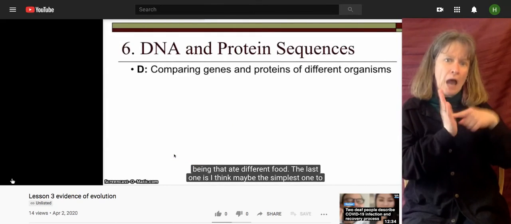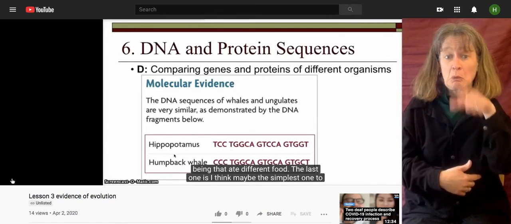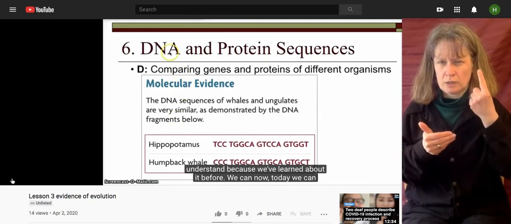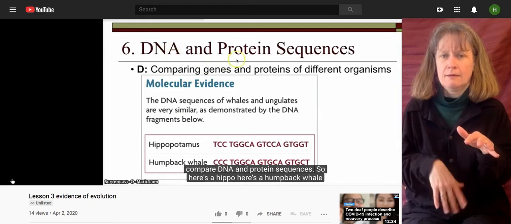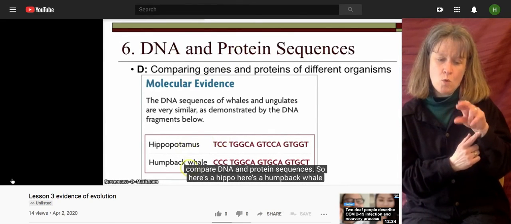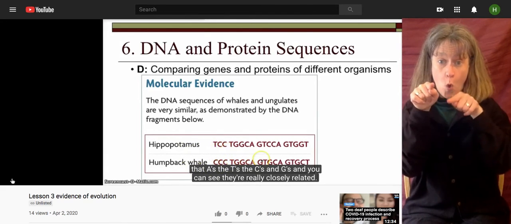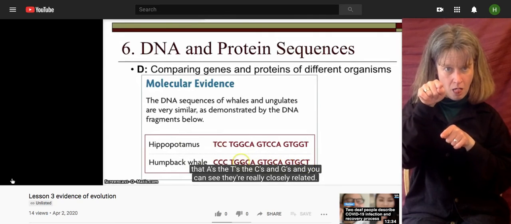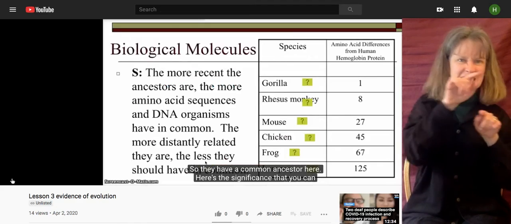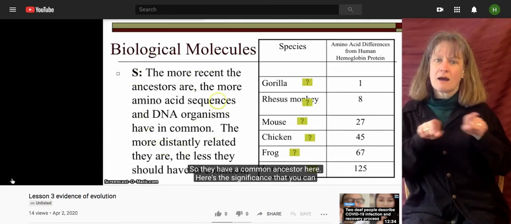The last one is, I think, maybe the simplest one to understand, because we've learned about it before. Today we can compare DNA and protein sequences. So here's a hippo, here's a humpback whale, the A's, the T's, the C's, and G's. And you can see they're really closely related. So they have a common ancestor. Here's the significance that you can write down.